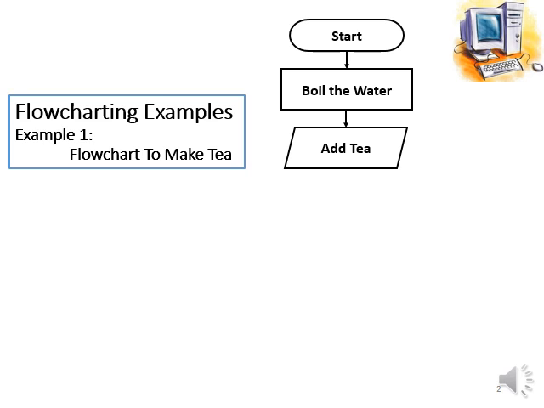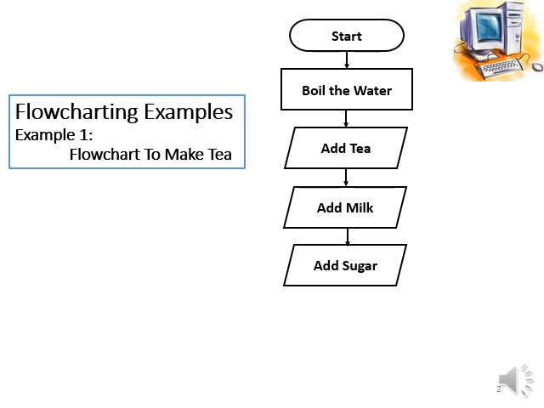Add tea. Now adding tea is a kind of giving input. It's an input step and it is always represented by a parallelogram. So adding tea means adding any kind of input that is represented by a parallelogram. Add tea. Then add milk. Again it's an input operation or input step, so it is also represented by parallelogram. Then add sugar. These are the 3 inputs and they must be represented by parallelogram in a flowchart.